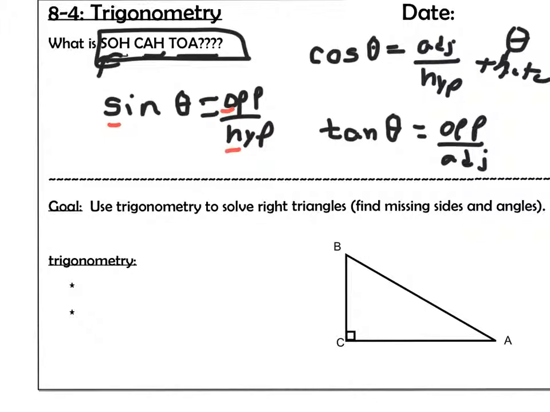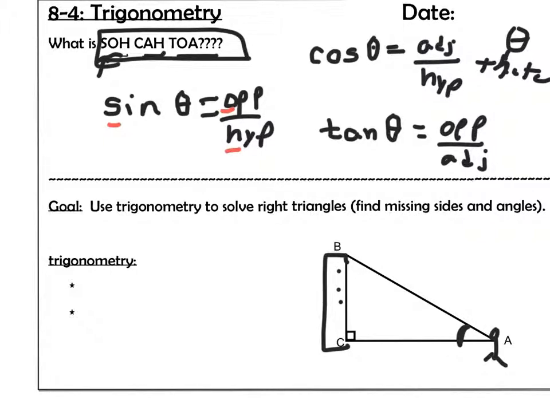So what's the purpose of this? The purpose of this is oftentimes you're not able to measure three sides of a triangle. For example, if this is a building here, and I knew how far away I was standing from the building, and I also knew the angle from the ground up until the top floor of the building, I could then figure out how tall the building was.